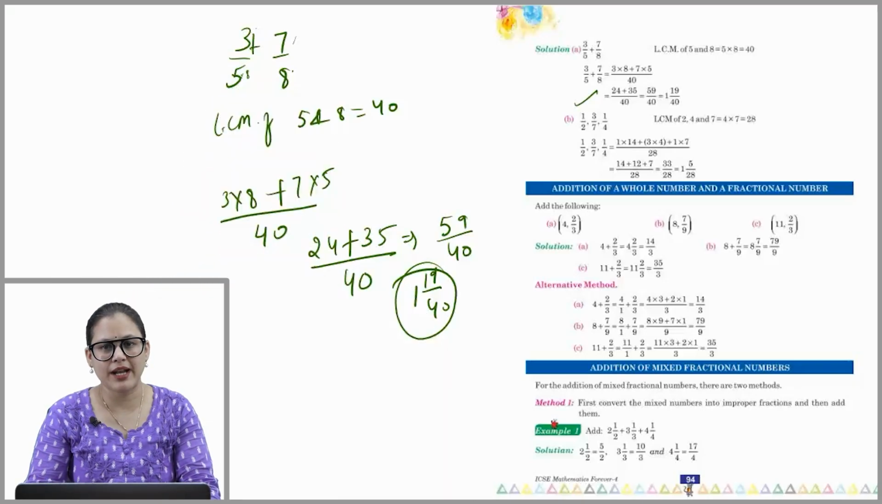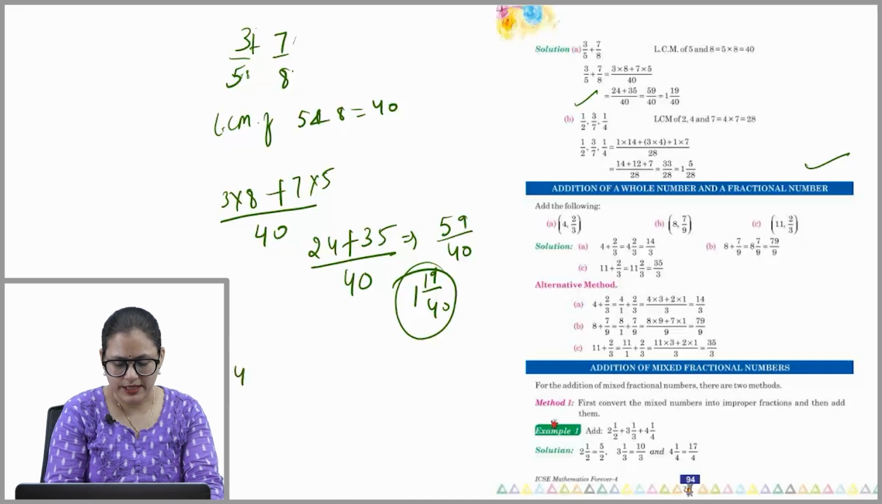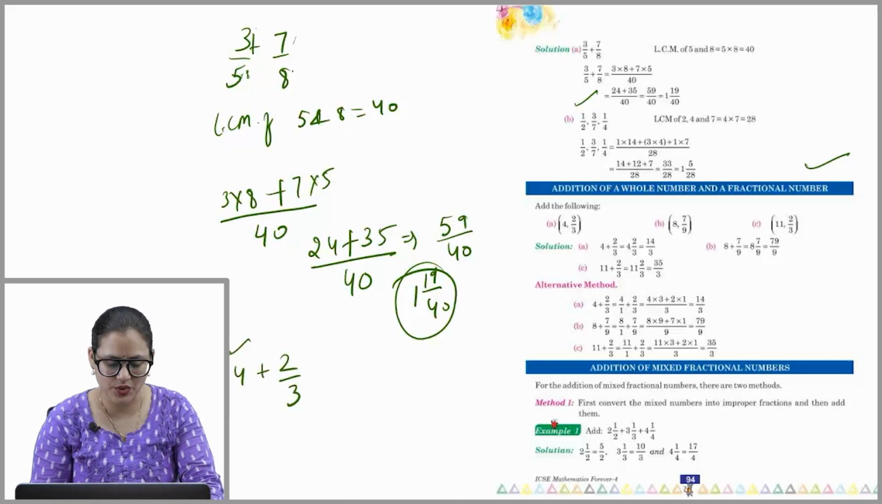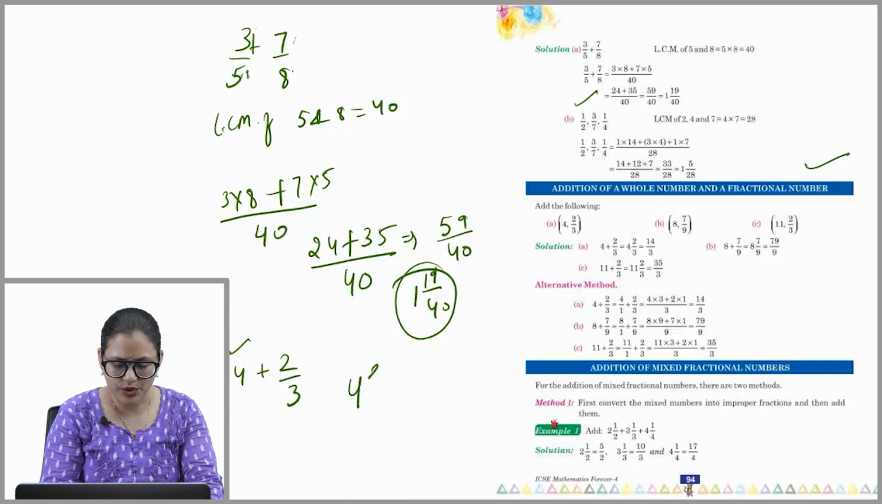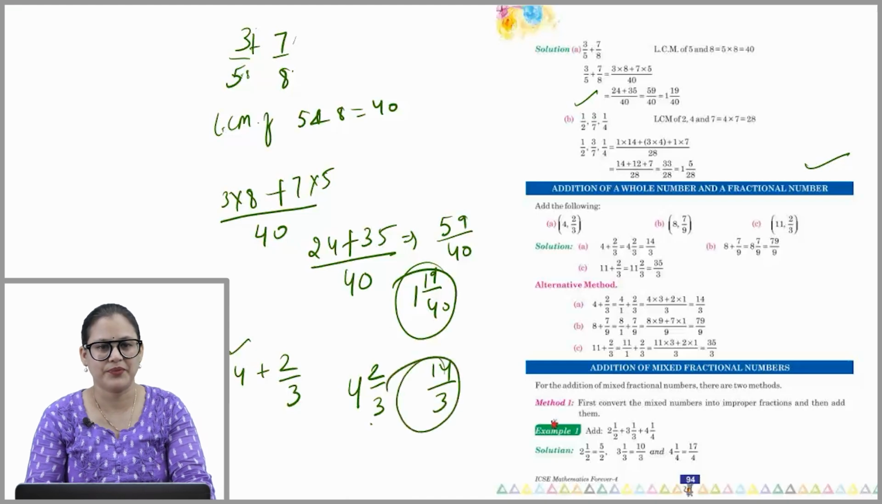Addition of a whole number and a fractional number. See, 4 plus 2 by 3. This is a whole number, this is a fractional number. So how will you write it? 4 whole 2 by 3. That is 4 3s are 12 plus 2, 14 by 3. This is the answer.